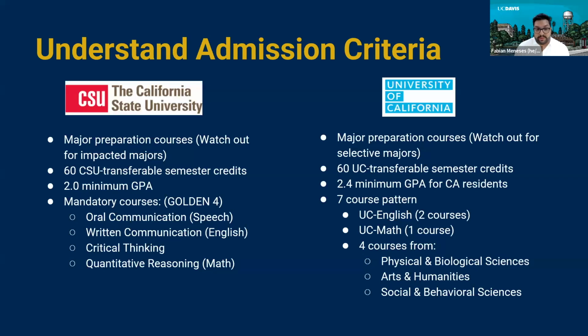For the CSU system, admissions evaluators will look at the Golden Four. These are requirements that you need to complete. For example, it's oral communication, 2 English courses, 1 math, while the UC system requires the 7-course pattern. So we require 2 English courses, 1 math, as well as 4 courses in at least 2 different areas like physical, biological, art, or humanities, or social behavioral sciences. And again, you can use assist.org to determine the UC transferable coursework.